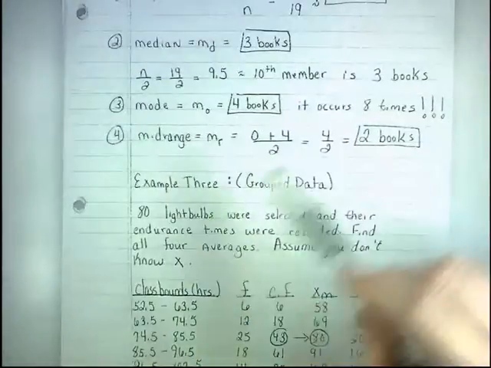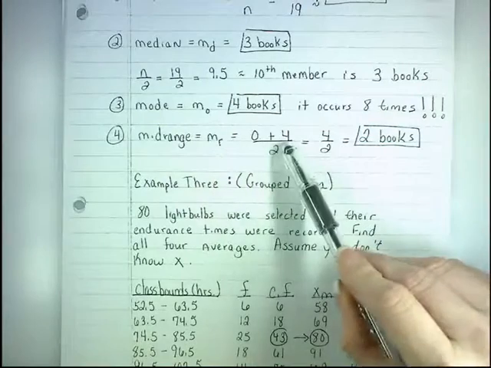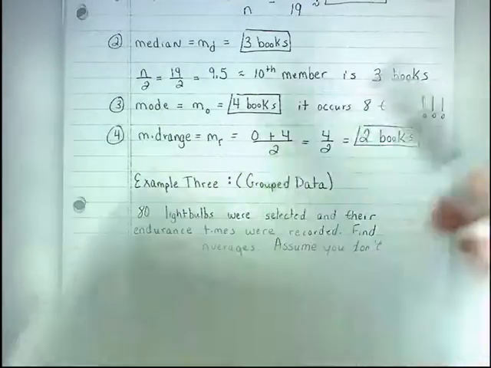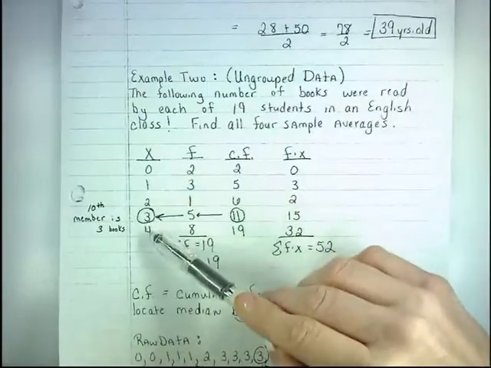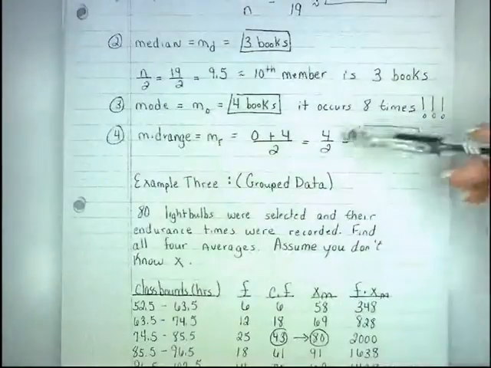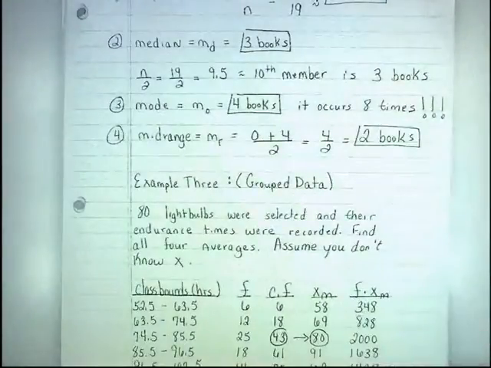The mid-range is the smallest data value plus the largest divided by 2. The smallest number of textbooks read is 0, and the largest number of textbooks read is 4. So if you average those together, you receive 2 textbooks.